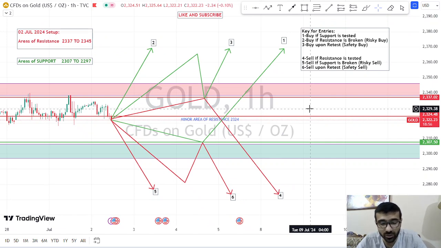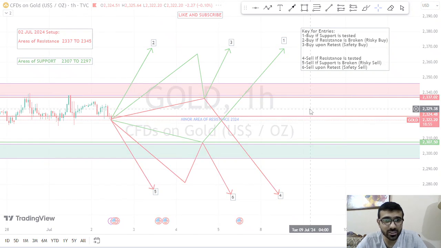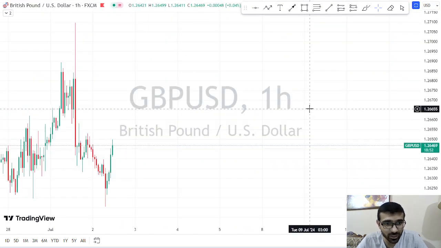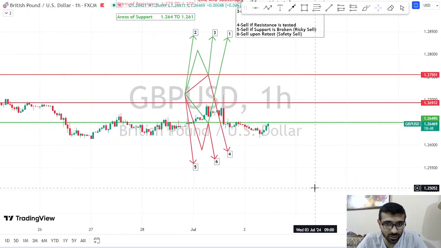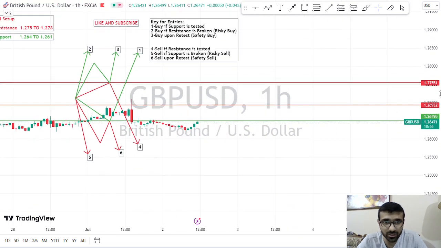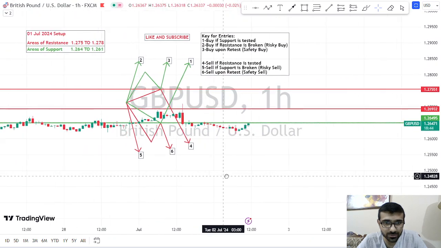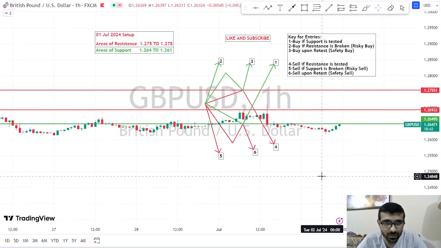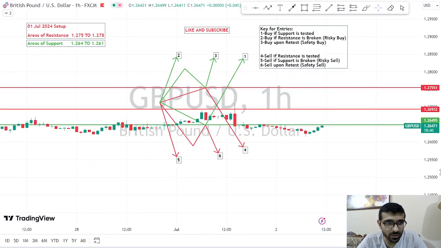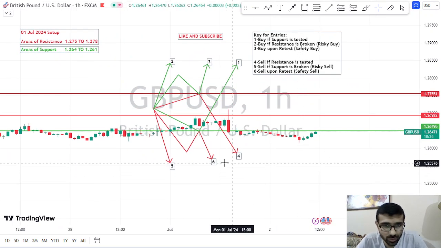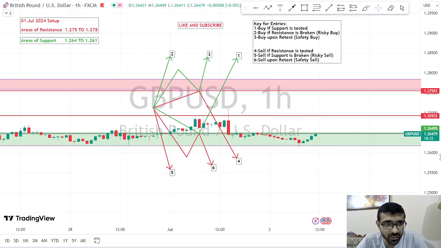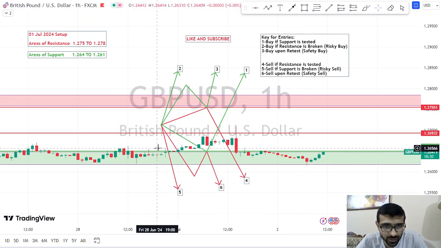Let us move forward to the next pair, which is the GBP USD pair from where we left off previously. Okay, so let us see that how market behaved with us in this pair. Okay, so when we were discussing previously, the market was trending approximately over here.